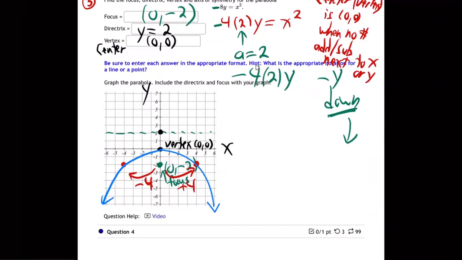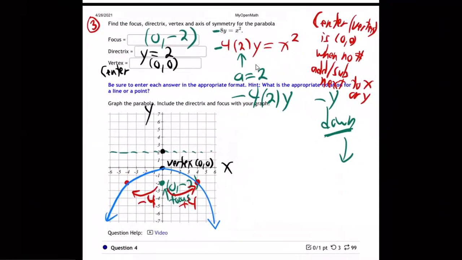Is that making sense? It has to go through those points. So, there we go. So one more time, let me recap, and then let me show you the actual tool online, how it works. When you have no numbers added next to X or Y, that makes your center 0, 0. That's called the vertex or the center.